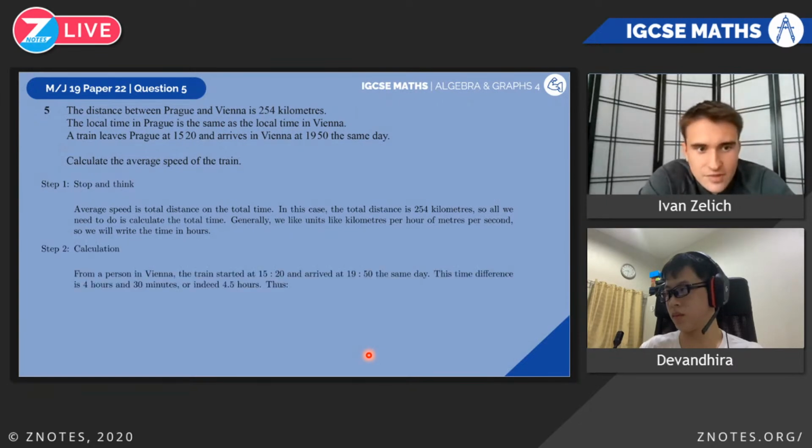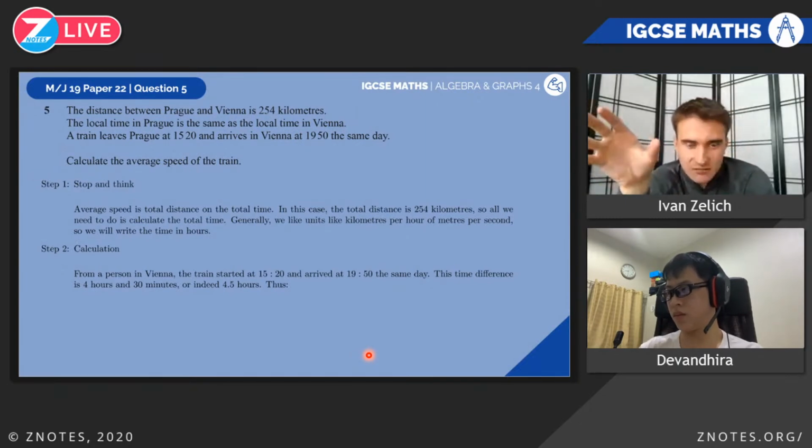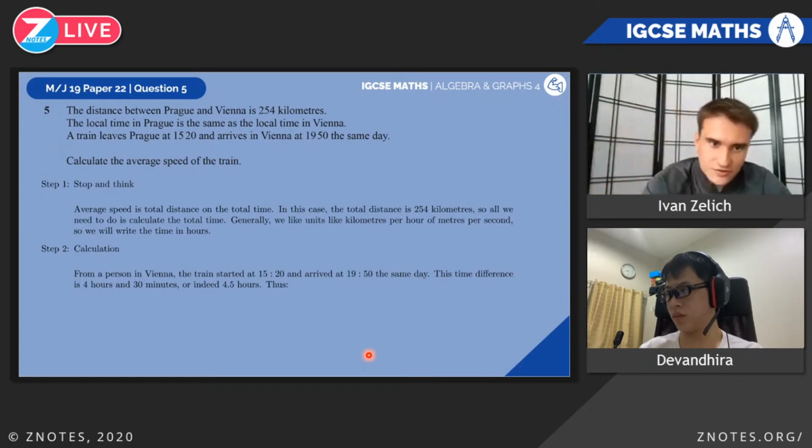Next, we have to do some calculations. If I was a person in Vienna and the train started at 3:20 my time, although it's 3:20 in Prague, it's the same time in Vienna. So it's 3:20 my time, and then it arrives at 7:50 the same day. The time difference is 4 hours and 30 minutes. So it took 4.5 hours, since 4 hours and 30 minutes is 4 and 30 over 60 hours, which is 4.5 hours.